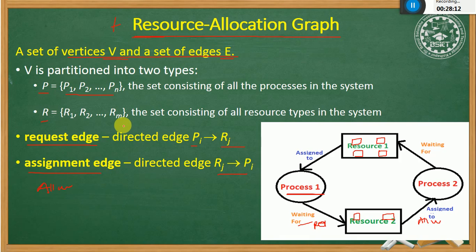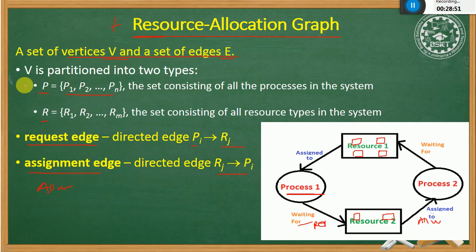Once again, I will revise the resource allocation graph concept. The resource allocation graph is a graph which describes how resources are allocated to processes, and which process is requesting a resource in the operating system. It consists of vertices and edges. There are two types of vertices: processes, P1 to PN, and resources, R1 to RM.